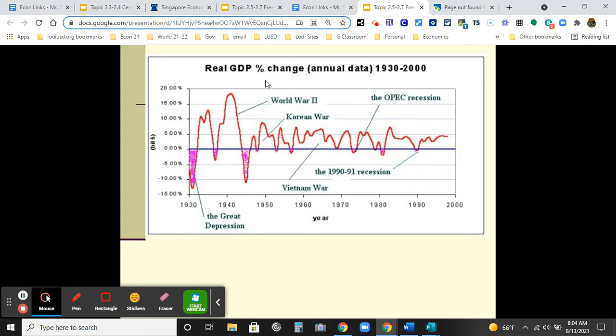Real GDP, that's gross domestic product. This is the percentage of the change. Notice, mostly it is up. Why? With business, growth is essential. Growth is essential for a healthy business. But you don't always get growth. In the Great Depression in the 30s, notice it's very negative.